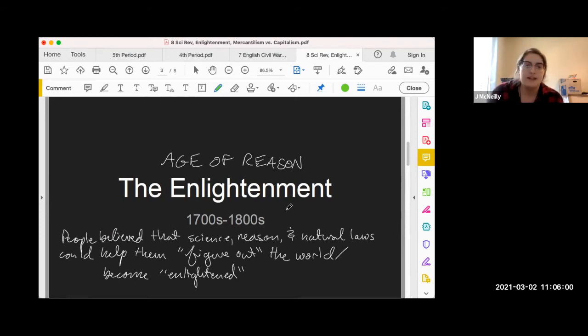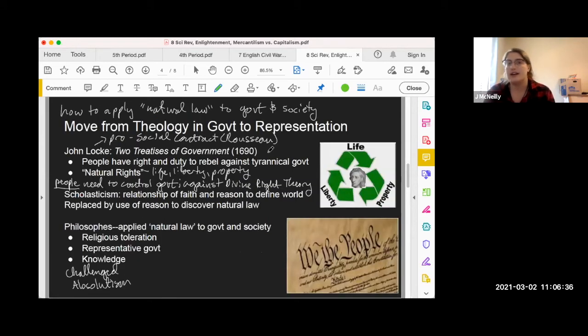So people believe that the world is ordered and rational. All you have to do is figure out the rules. So science, reason, and natural laws can help us figure out the world. And once we figure out the world, then we have become enlightened. Okay, hence it being called the Enlightenment. And those people who are enlightened or trying to become enlightened are philosophers. The philosophers of the Enlightenment are philosophers during this time period, the most significant of whom is John Locke.